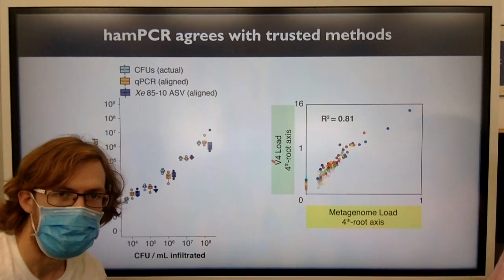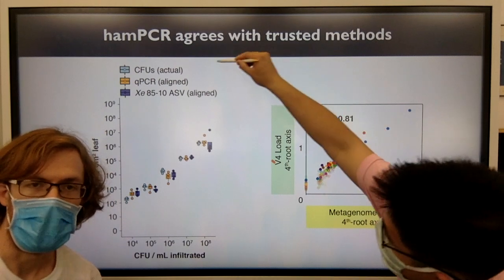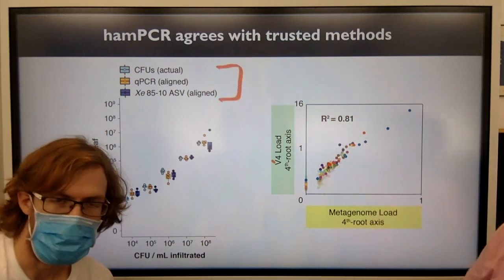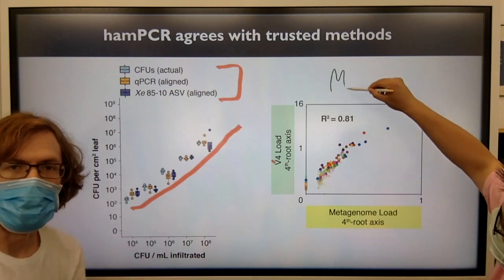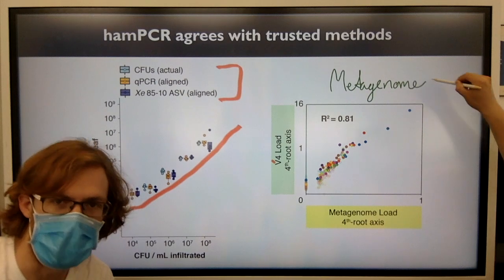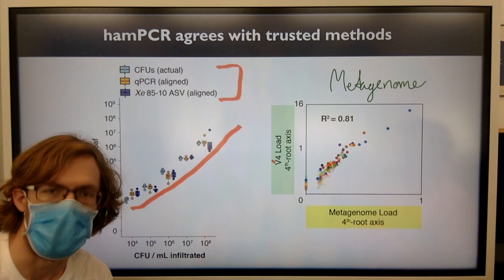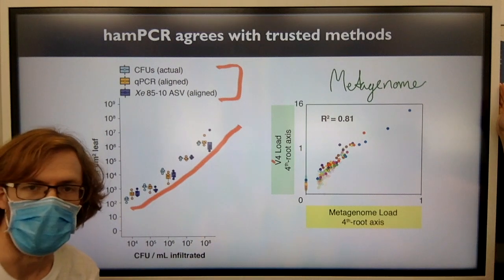So in our paper, we compared hamPCR with some trusted methods, with colony counting and with quantitative PCR, and the results are comparable. We also used whole metagenome sequencing to calculate the load and correlated that with our hamPCR results. And you can see we have a good correlation.